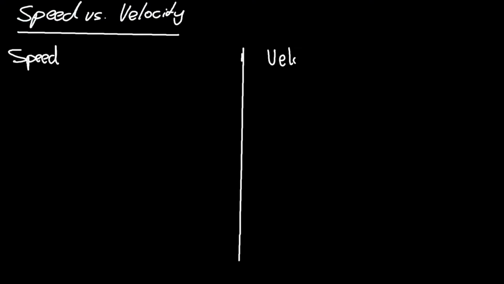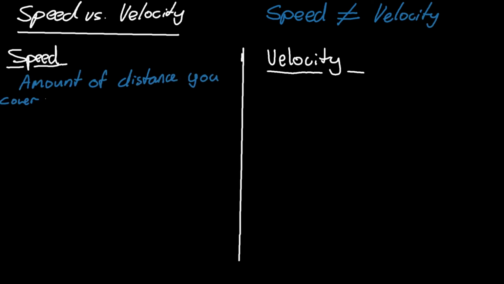In everyday life, the words speed and velocity are used interchangeably. In physics, they have a subtle distinction. Speed is the amount of distance you cover per unit of time. To find an object's average speed, you simply divide the distance the object has traveled by the time it has taken to travel that distance.